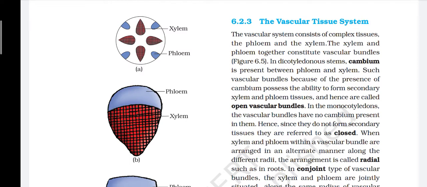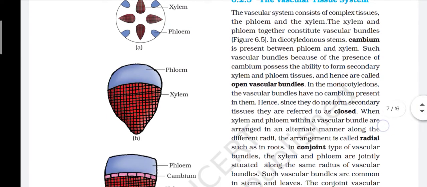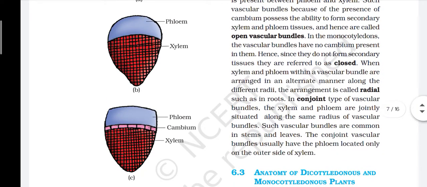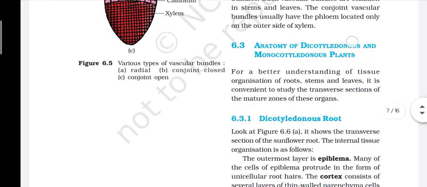When xylem and phloem within a vascular bundle are arranged in an alternate manner along the different radii, the arrangement is called radial, such as in roots. In conjoint type vascular bundles, the xylem and phloem are jointly situated along the same radius of the vascular bundle. Such vascular bundles are common in stems and leaves. The conjoint vascular bundles usually have the phloem located only on the outer side of xylem.